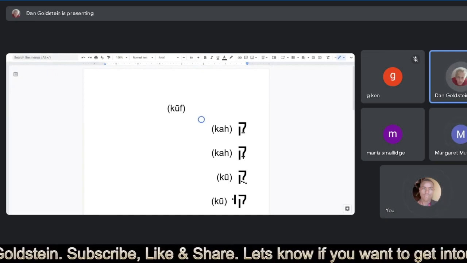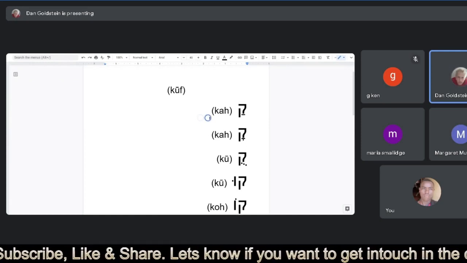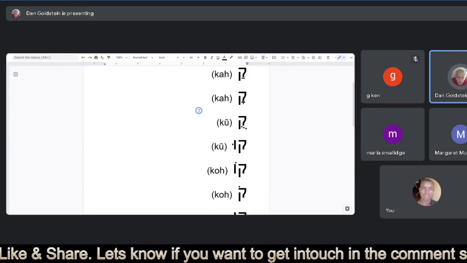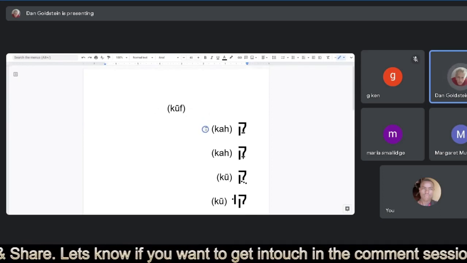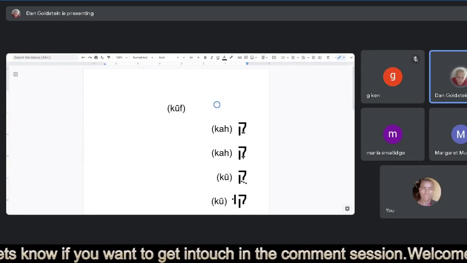And I've added some extra vowels so that pretty much, Margaret, all of our vowels are covered in this review sheet of the Kuf. And Margaret, if you'd be so kind as to lead us in reciting the Kuf with its vowels, we'd be very grateful.